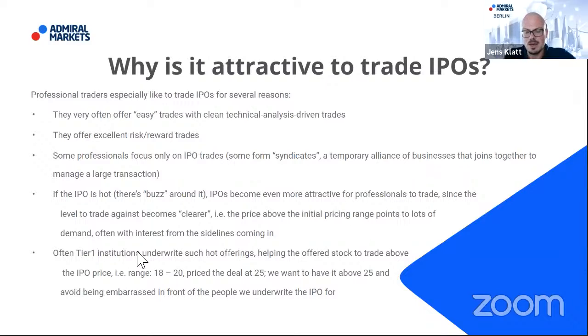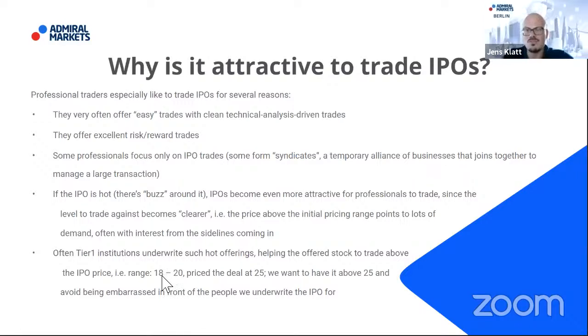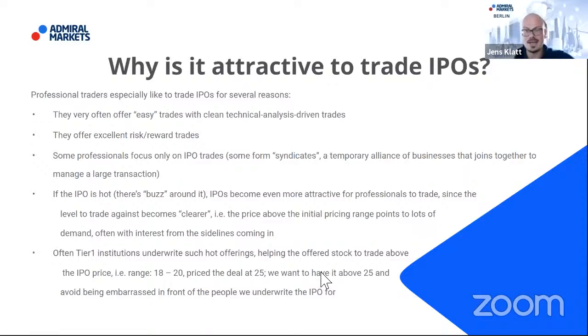This is also true for tier one institutions, which want to make sure that the IPO is a success. That means, for example, if you have a pricing range between $18 and $20, and you price the deal at $25, then the tier one institution, as the underwriter of the IPO, will make sure that there will be solid demand at $25.